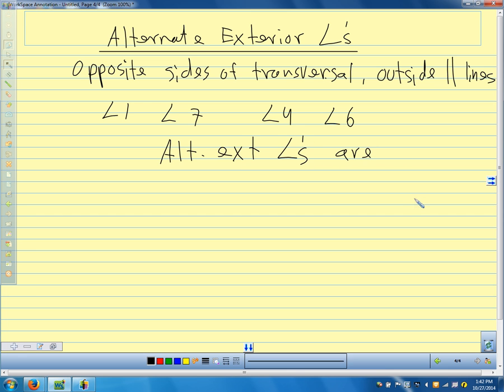And judging by how they look on your graphic organizer, what would we say about these? They're most likely going to be congruent. So alternate exterior angles are congruent. So we're getting a whole bunch of congruent angles. All right, questions then. Now let's go back over to the left. Same side interior.